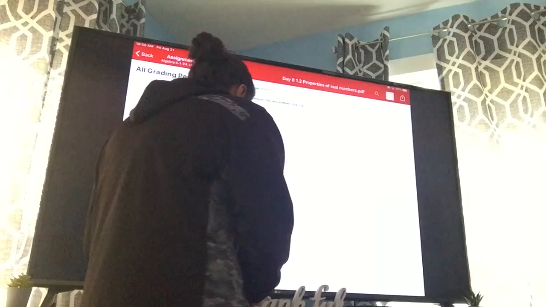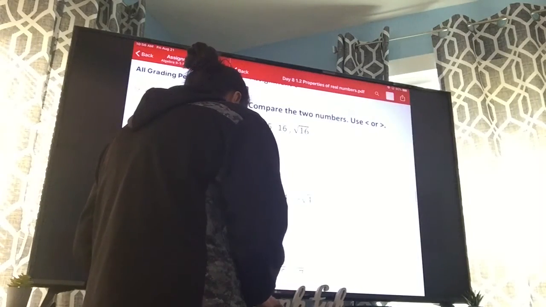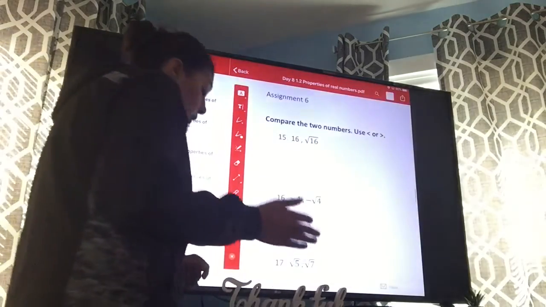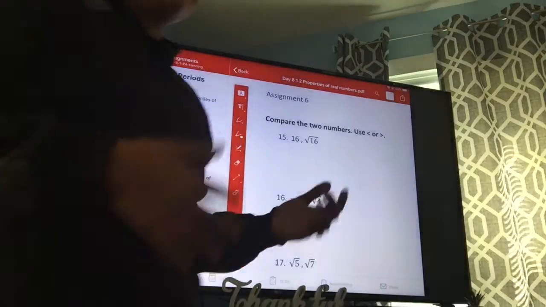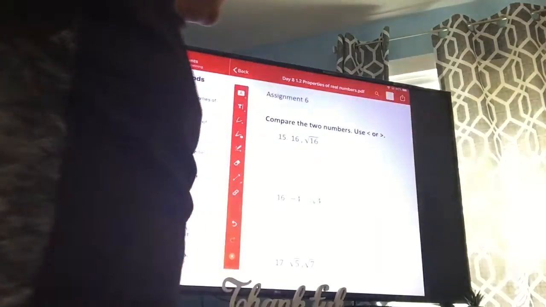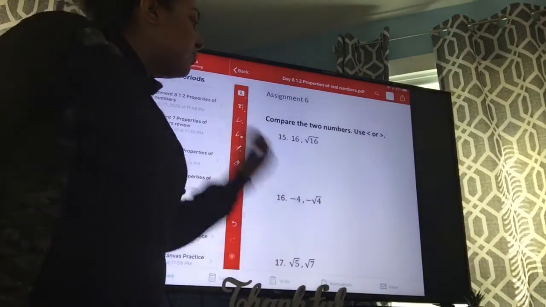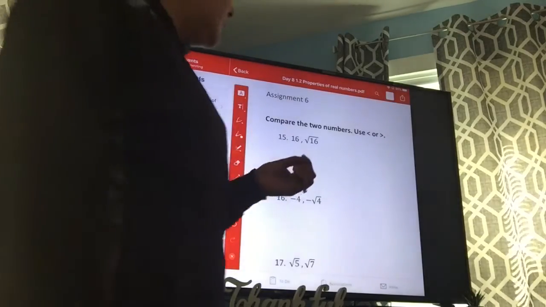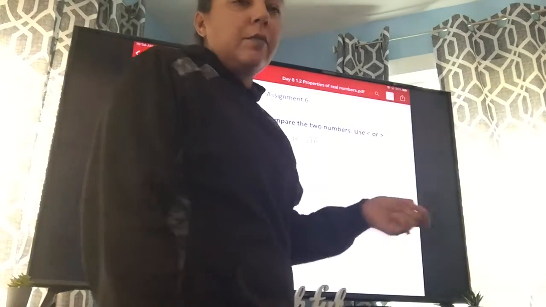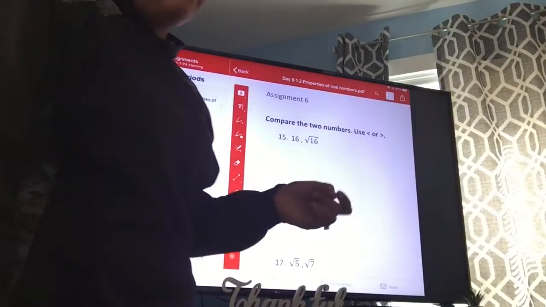On these ones, we're just comparing real numbers, rational and irrational numbers. Now, some of these you can just use your street smarts and think about, and some of these you're actually going to have to use your calculator and figure out what they are. And I'm going to kind of go through that.